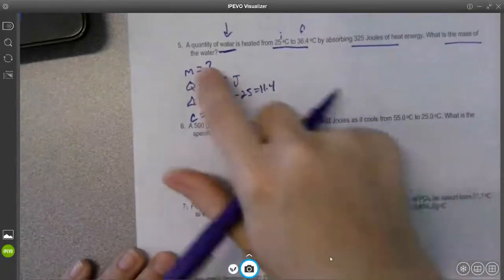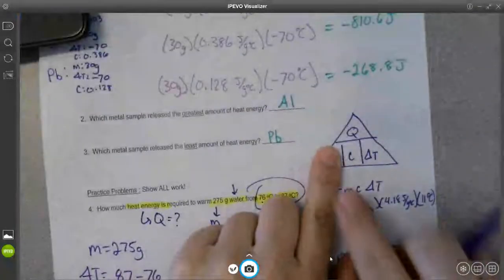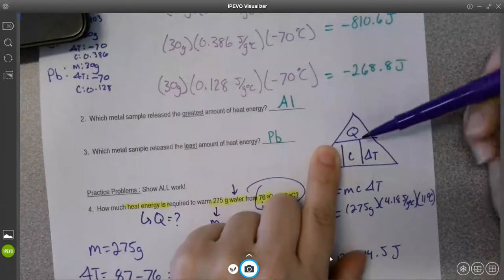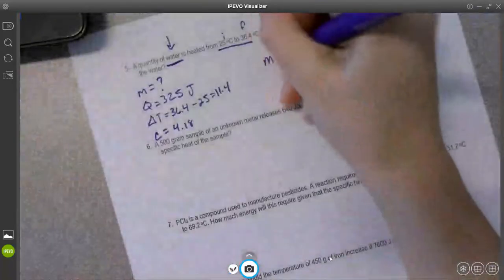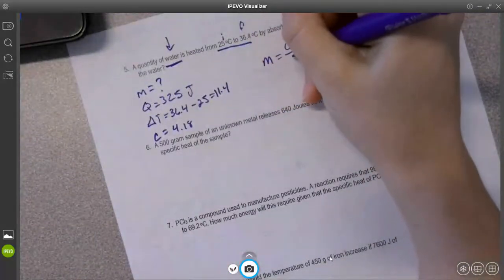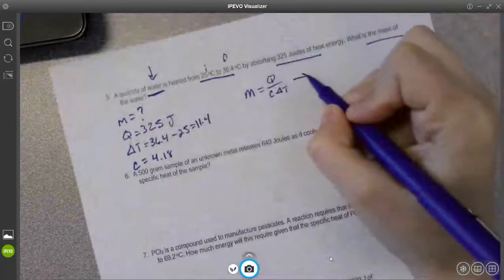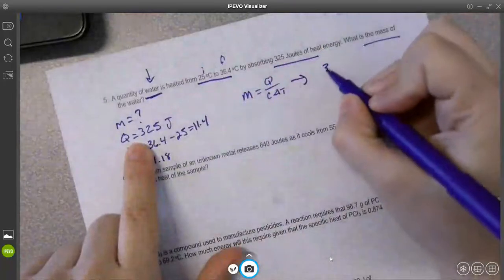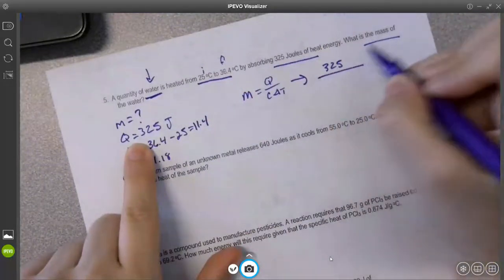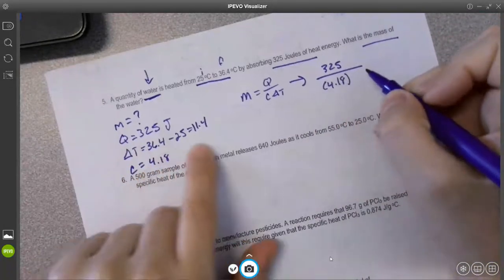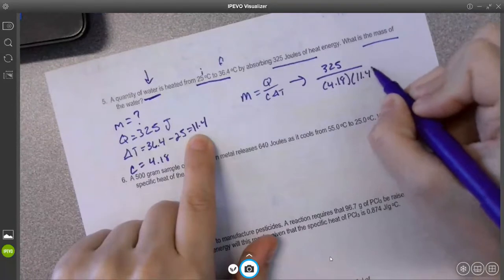Now all we need to do is rearrange the equation to solve for M. So M, cover it up. To solve for mass, you're going to have Q divided by C times delta T. So let's write that off to the side and put in our values. Q is 325, C is 4.18, and our temperature change is 11.4.